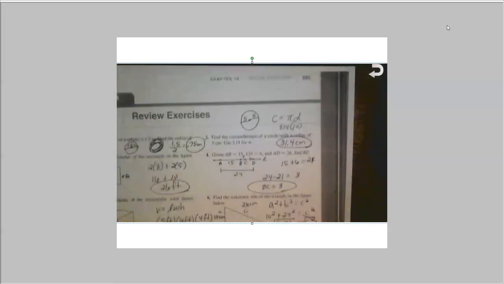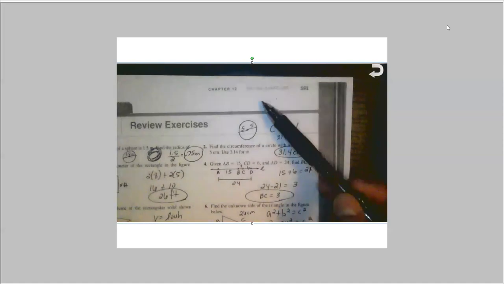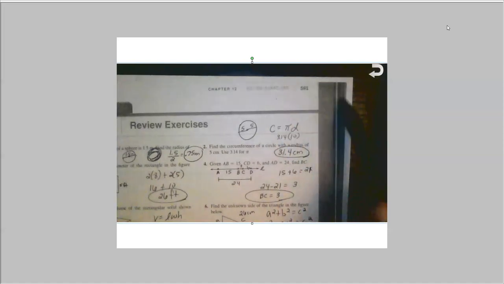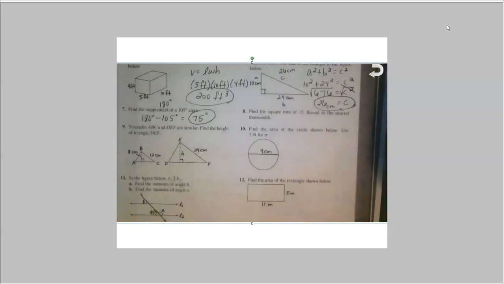Once again, if you're just joining us now, we are looking at the end of the Chapter 12 review exercises on page 581 from your textbook. If you'd like to join along with us there, you might be able to see these shapes a little bit better in your book. Number 8 says find the square root of 15 and round that answer to the nearest thousandths place.